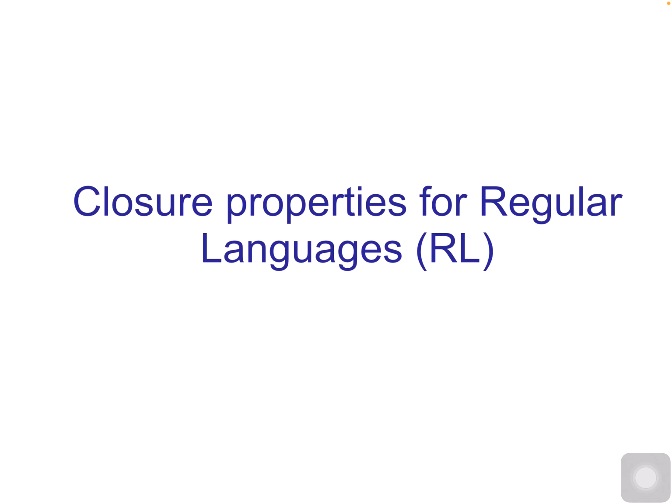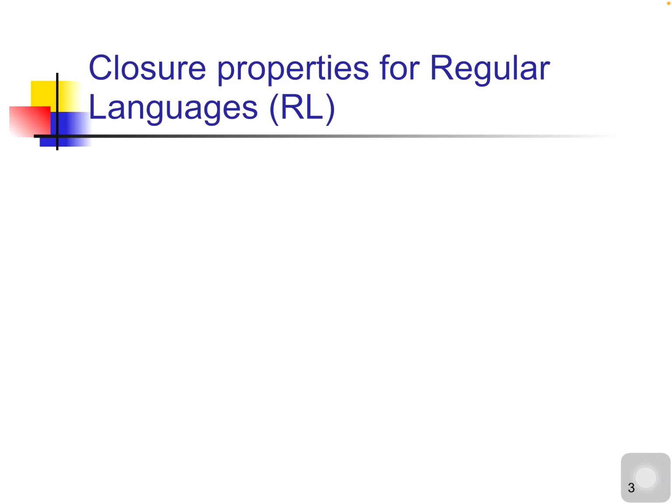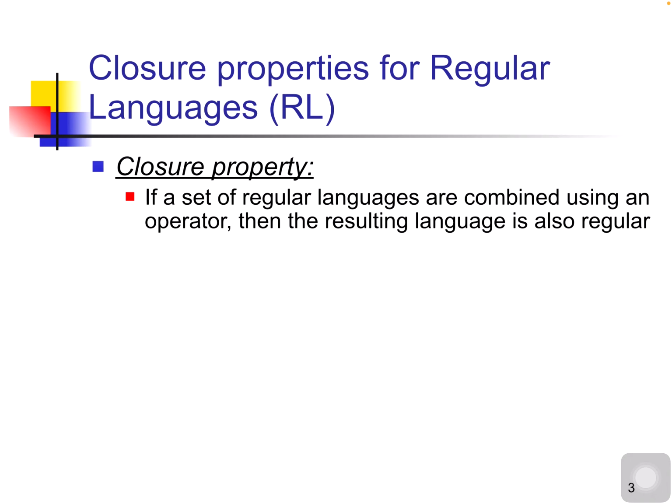First of all, try to understand what a closure property is. If a set of regular languages are combined using an operator, then the resulting language is also regular. So suppose a set of regular languages are combined using an operator.